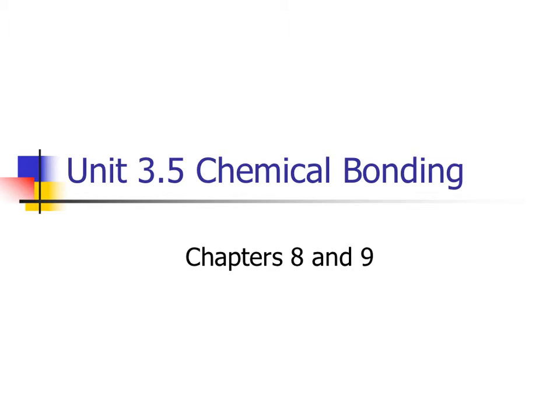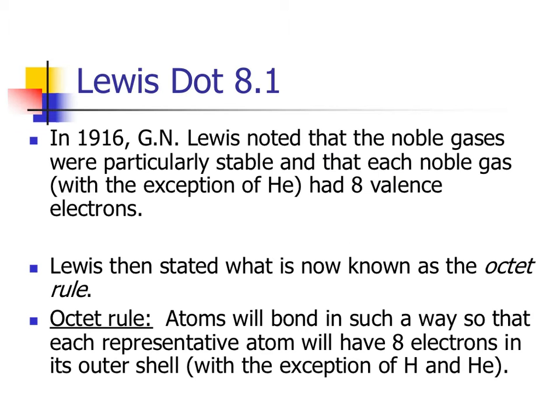So yesterday, or last time, we talked about the ionic compounds and metals and how their bonding looks. Today we're going to look a little bit differently, and it's going to be more on the covalent compounds. To talk about them, we need to talk about one historical person, and that's Lewis.